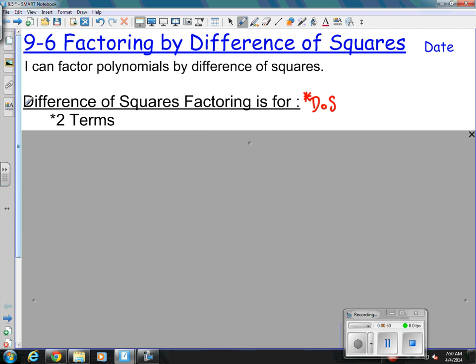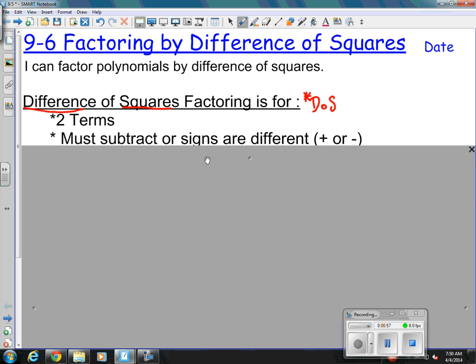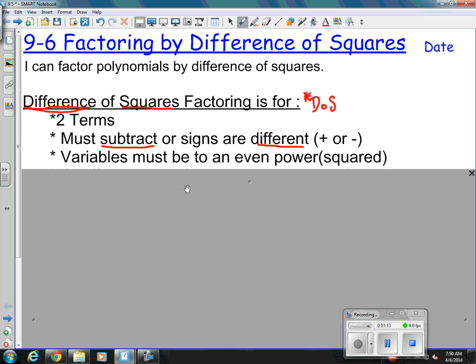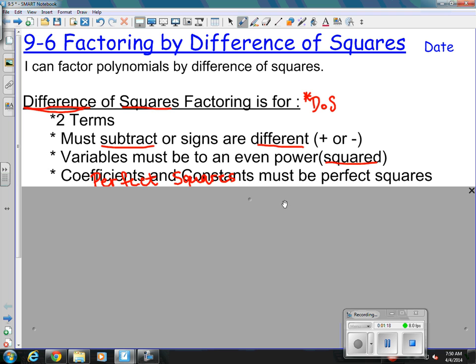So the word difference in math we know means to subtract, and we know what squares are. So that comes into play with our two terms. Our two terms must be subtracted or their signs must be different. So that's the difference part. And then squares. Squares means variables must be to an even power or squared. And our coefficients and constants must be perfect squares.